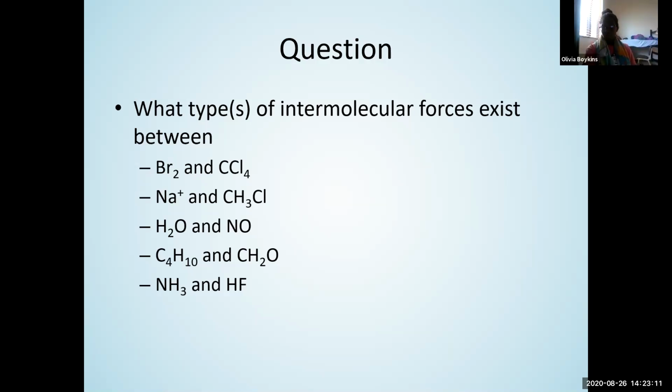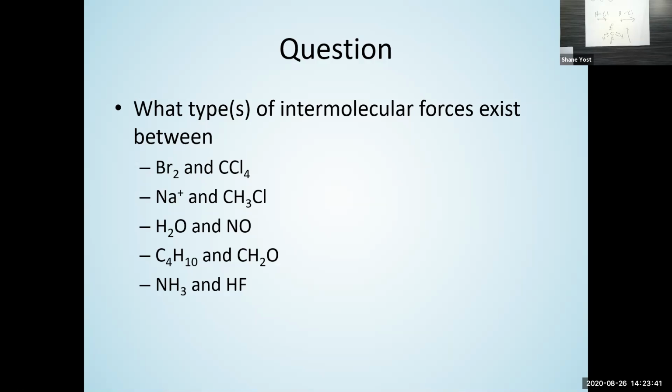Ion dipole, right? Because we have an ion, Na+, and then CH3Cl has a dipole. It has polar bonds that are not symmetrical because the C-Cl bond is not the same as the C-H bond, so those are not going to be symmetrical. And so that is going to be ion-dipole for Na+ and CH3Cl.